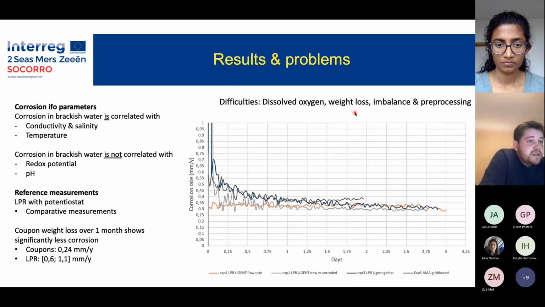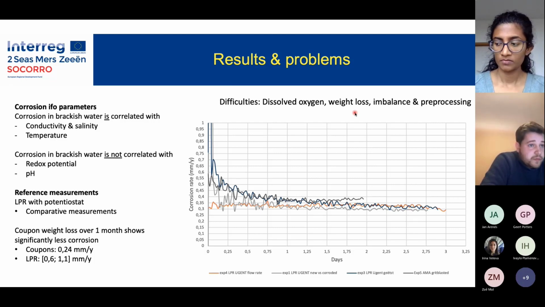Then there's the weight loss discrepancy, as I mentioned before, and the imbalance measurement is actually a qualitative measurement, and it's quite difficult to quantify it because the imbalance in a 2-electrode system between 2 electrodes only gives you an indication of pitting tendency. So when this measurement would be higher than your uniform corrosion rate measurement, this would indicate that you have pitting tendency instead of uniform corrosion. This was not the case throughout the experiments, and I was not able to quantify it on the electrodes of the measurement system.